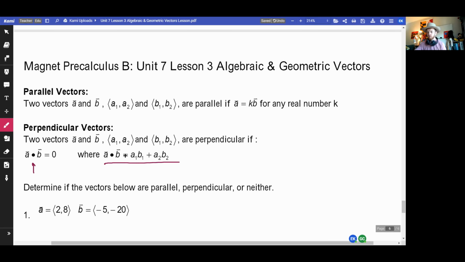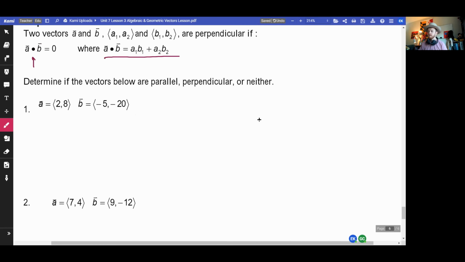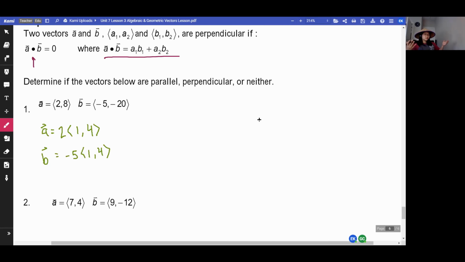All right, so with that said, we have a little rule for perpendicular vectors, and we have, of course, A equals KB for parallel. Got three examples here. Are they parallel? Are they perpendicular? Or are they neither? For one, it looks like those are parallel. The reason I'm thinking they're parallel is because I'm not trying to scale one up to another. I'm factoring out. So I know that A is going to be 2 times (1, 4) with that scalar, and B is going to be negative 5 times (1, 4). So we got some scalar times a vector that's the same.